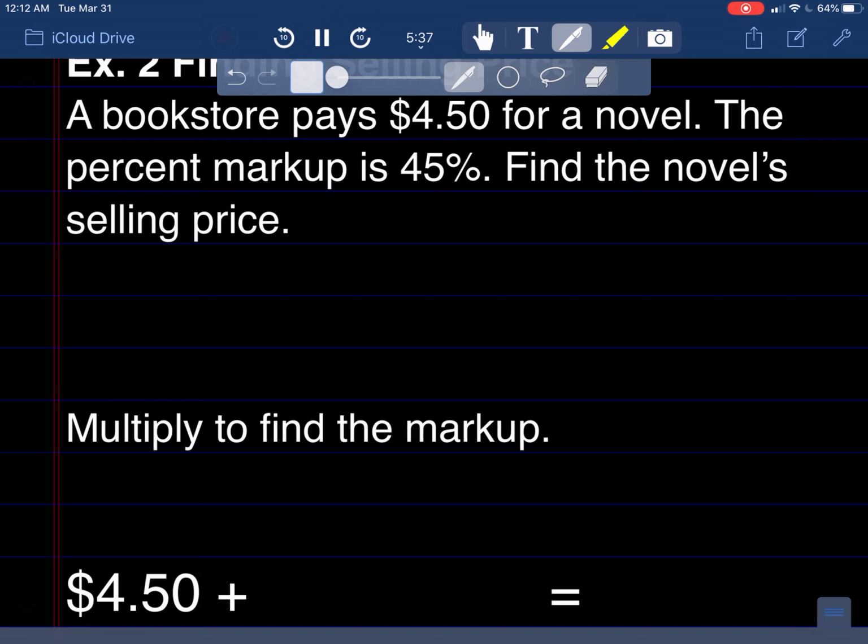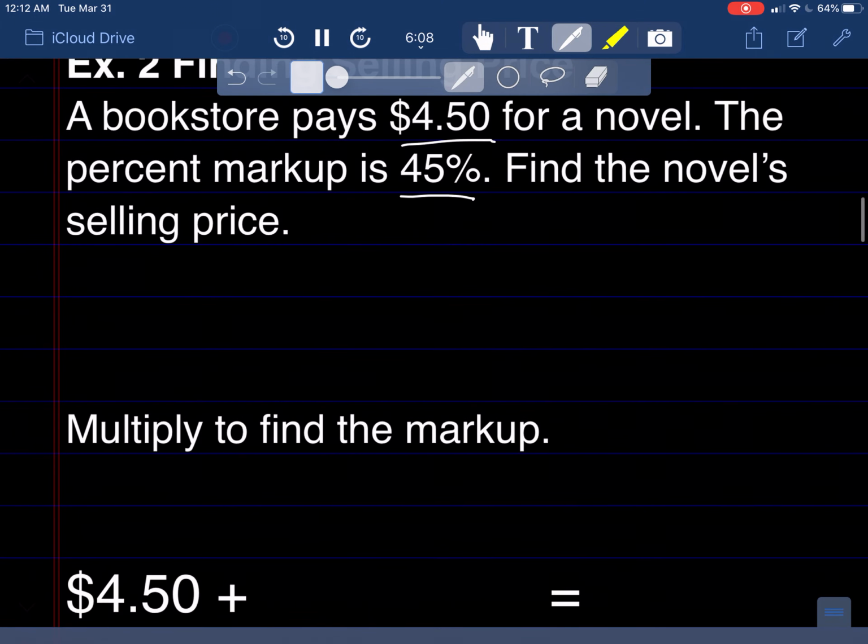So first thing we're going to do is multiply to find the markup, okay? This is set up a little differently than how you had it. I'm going to write right above it, but that's what would be to the left. So we're going to multiply to find the markup. First things first, we find the markup. We take the percent times the store's cost, all right? So remember, 45% has to be a decimal in order to multiply it. So if you need to, pause the video right here.